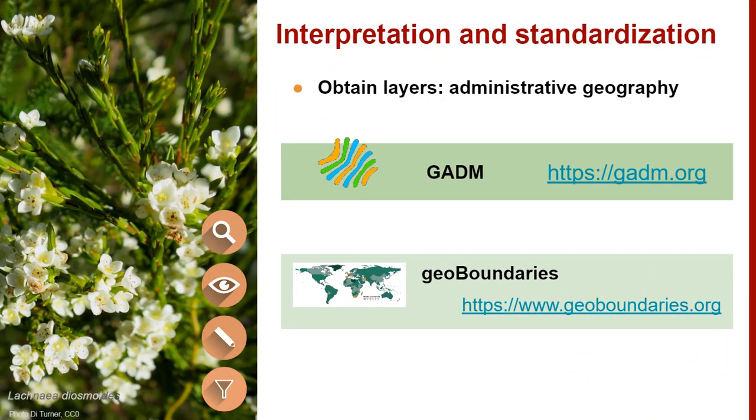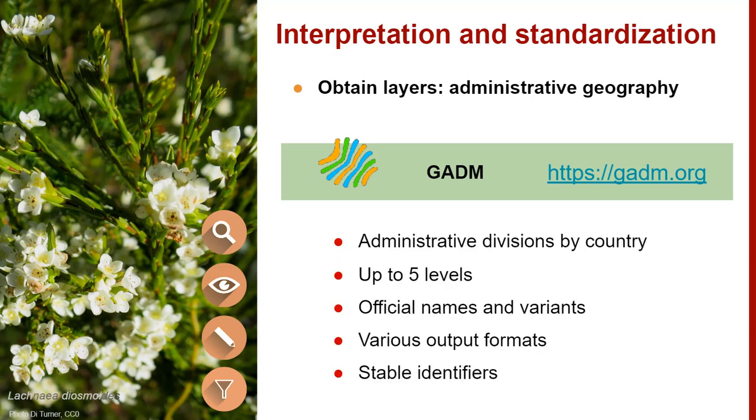Sometimes, and particularly if we want to check or complete the higher geography corresponding to a location, we may need to obtain the administrative divisions of different places. To obtain such layers, we can resort to repositories such as GADM or GeoBoundaries. GADM, the database of global administrative areas, provides up to 5 levels of administrative divisions by country, showing both official names and variants, allows various output formats such as GeoPackages, shapefiles, R files, and KMZ, and provides table identifiers.